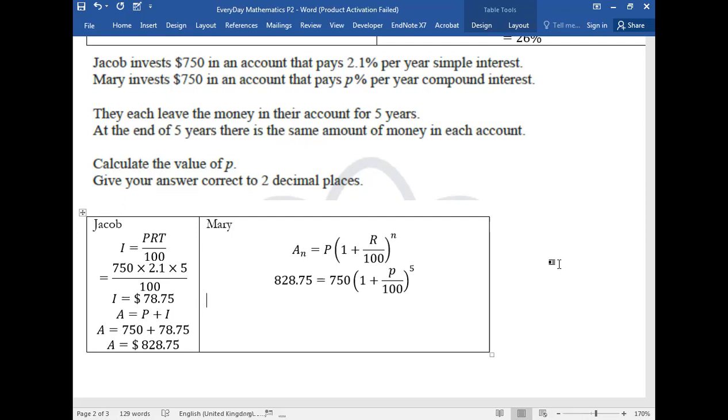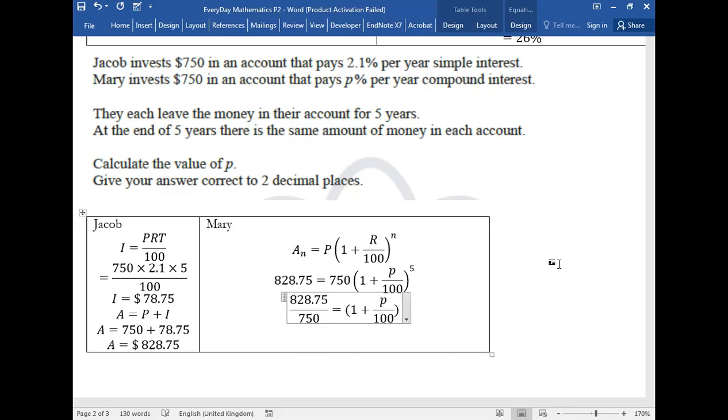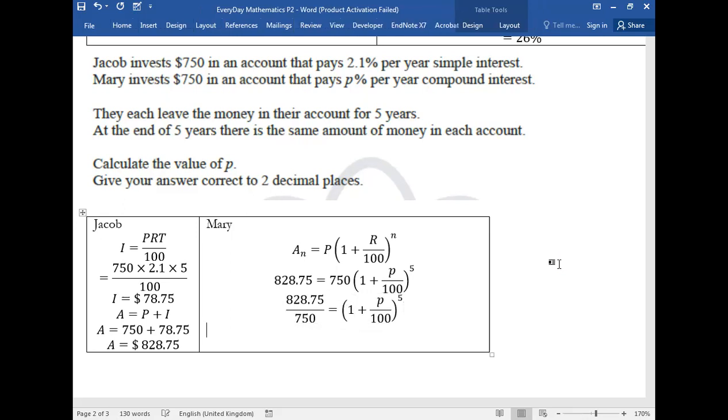Okay, now what should we do first? The very first step. 750 is multiplying, it goes on the other side and it divides. Can I leave it as it is? Because I'm not the one who has to do this. The calculator has to do this. Is this right? Why should I worry? I can just put this entire value in the calculator.